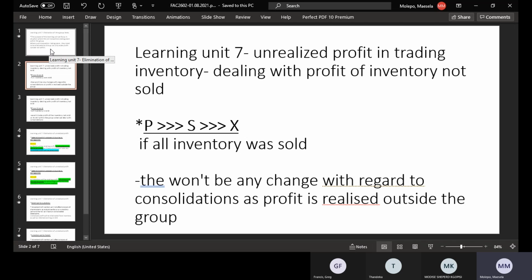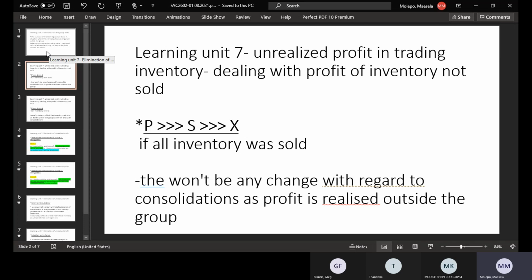So the unrealized profit is the one which needs to be eliminated. The unrealized profit lies on the inventory which was not sold. That particular inventory which was not sold is the one whose profit we need to eliminate. Then another situation: if no inventory has been sold to X, it means the parent sold to the subsidiary and then we stop. If no inventory has been sold to X, we should eliminate the unrealized profit of 200.